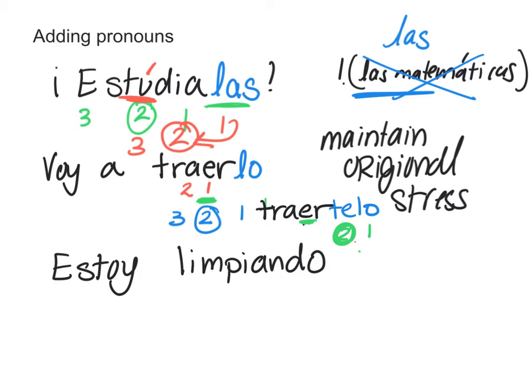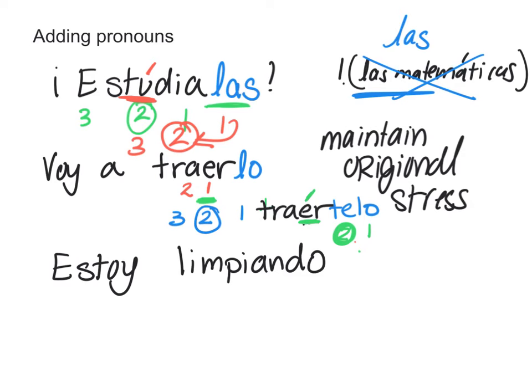And our stress before on traer was on the last because remember it ends in a consonant. And now it's a rule breaker. It should be according to the rule here on the second to last, but it's on the third to last. So we're going to mark that with an accent.